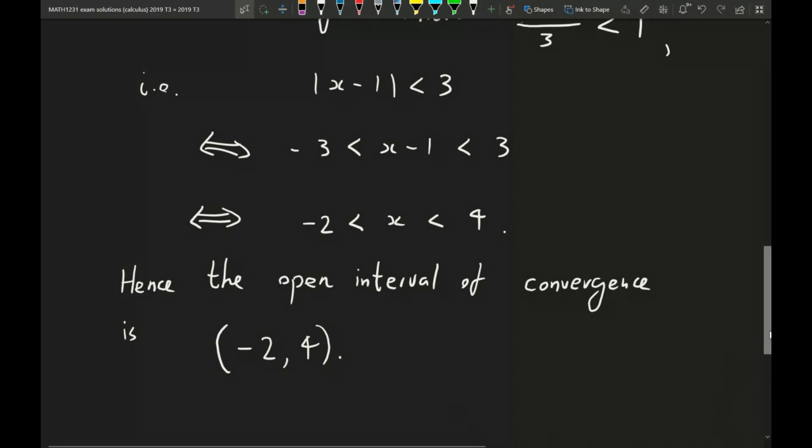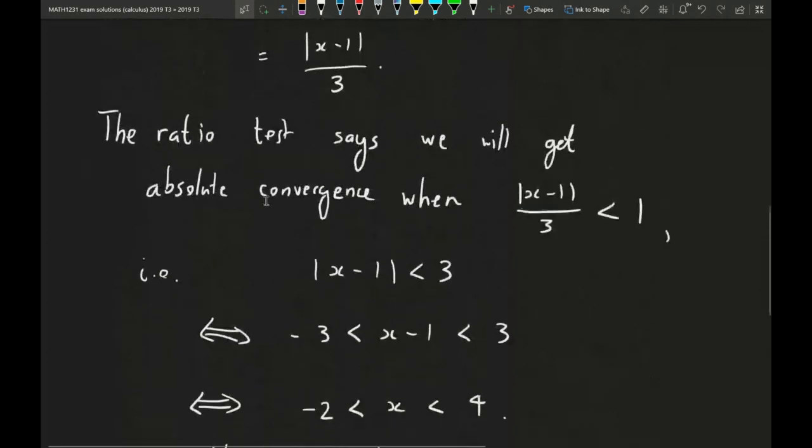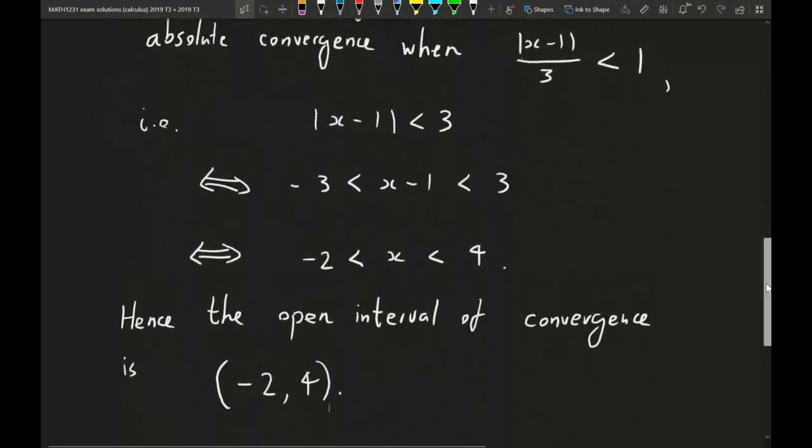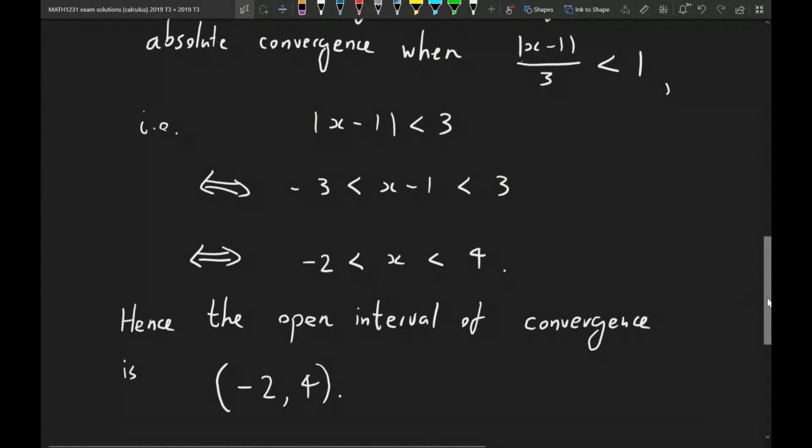Do you have any comments about this, Jonathan? No, that seems fairly straightforward. So you've used the radius of convergence. Actually, I used the ratio test. Sorry, did you use the ratio test? Ah, okay. Yes, you did use the ratio test.